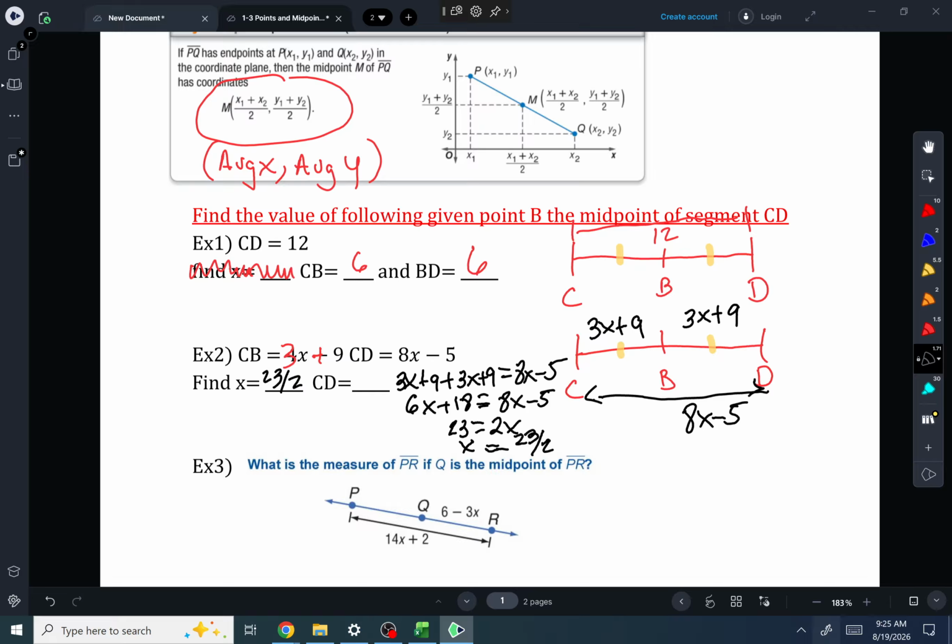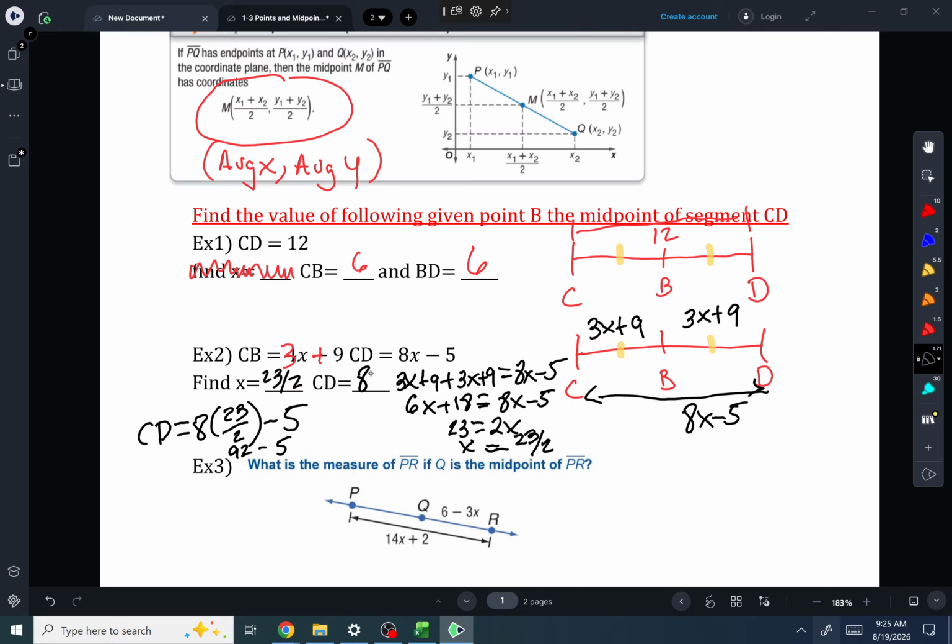How do I find CD? Plug it in. So I know that CD is going to be equal to what? 8 times 23 halves minus 5. What's 23 halves times 8? Well, 8 divided by 2 is 4. 4 23s is what? Is that 92? 92 minus 5?